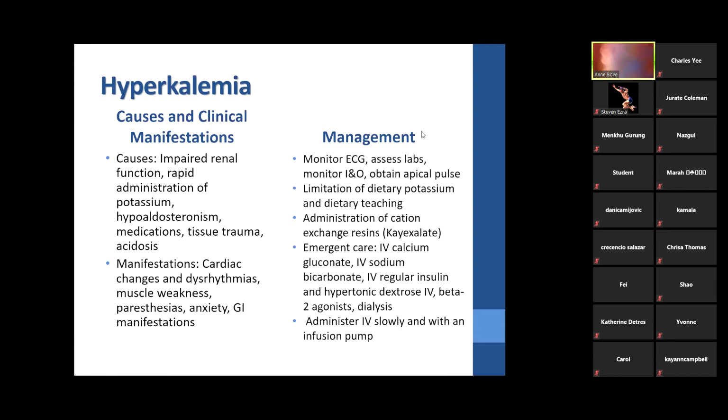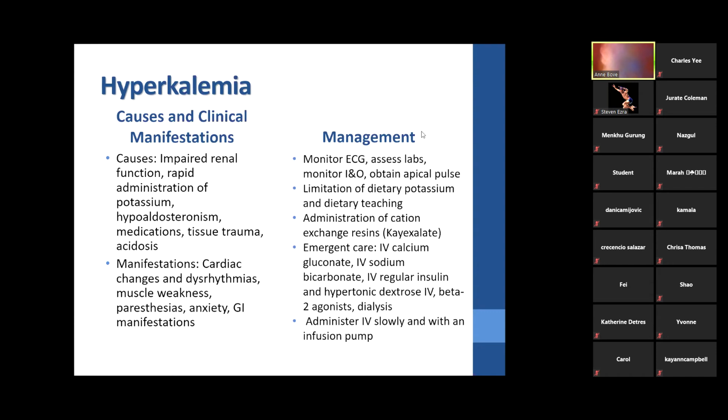In terms of IV sodium bicarbonate, correcting the acidosis will also push the potassium back into the cell. Remember that when you're acidotic, the body works to correct the acidosis by pushing the hydrogen ions into the cell, and when you push them into the cell, you're pushing out the potassium. So if you correct the acidosis, theoretically those hydrogen ions will come out and push the potassium back into the cell.